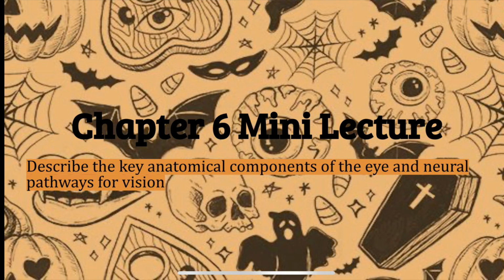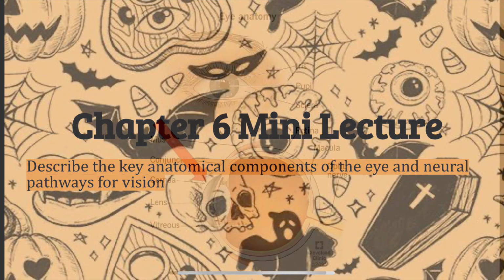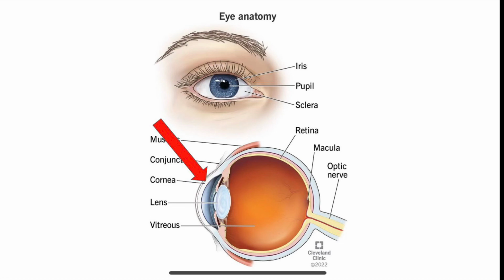The basic key anatomical components of the eye are the cornea, pupil, iris, lens, and retina. And these are the structures that receive the wavelengths of light. To start off, the cornea is the clear dome-shaped front portion of the eye, as you can see here. This is where light is focused by allowing it to enter the eye.